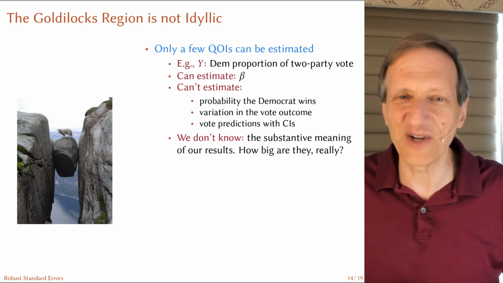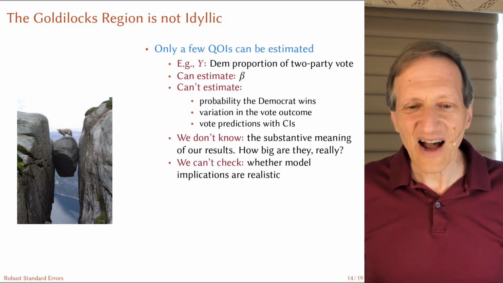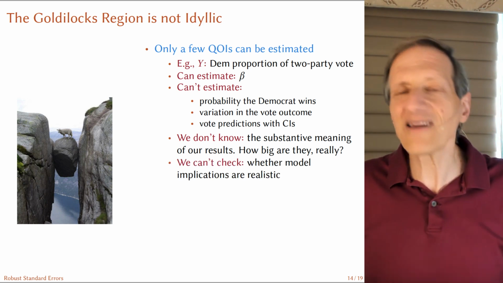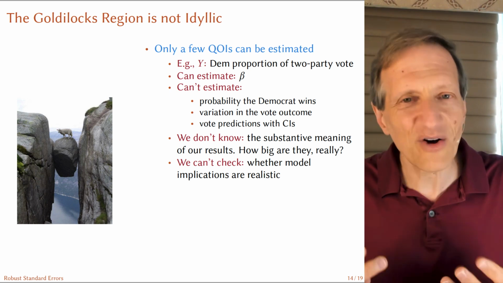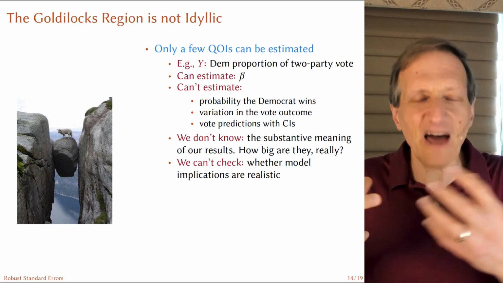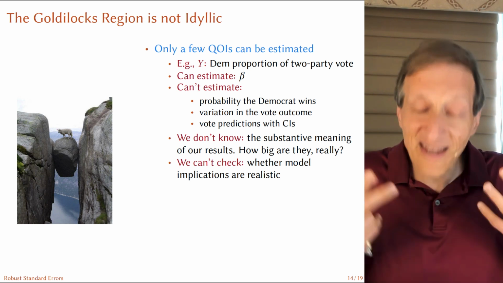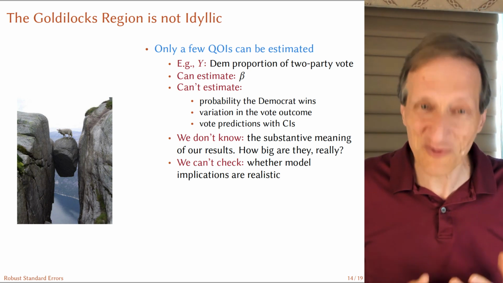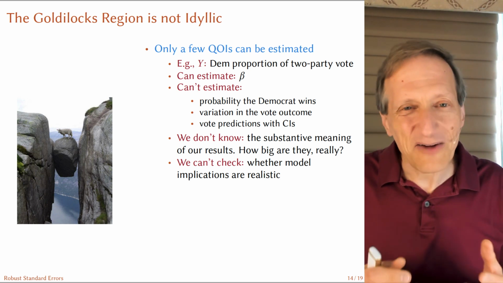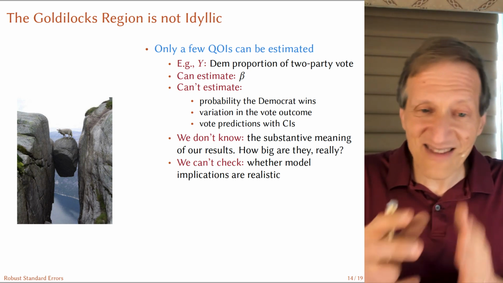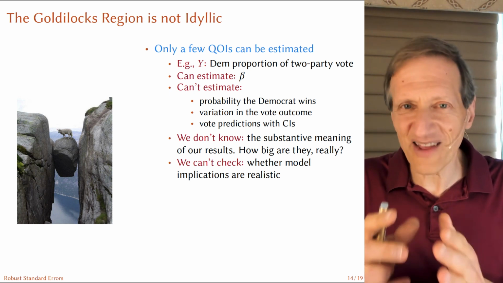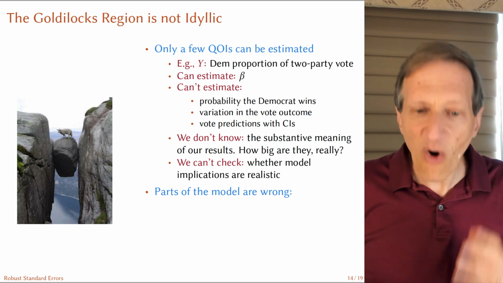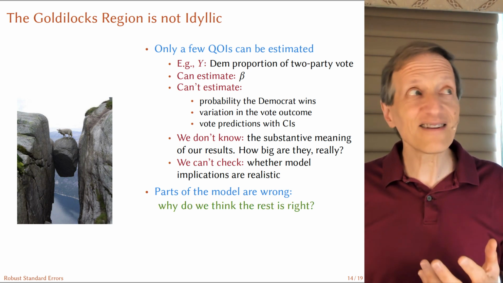How big are they really? You really need to know these things. We can't check whether the model implications are realistic because there are a lot of observable implications of the model that indicate the model is wrong, right? And so if you're going to use robust standard errors in that region, you've got to really know that that's the thing that you care about. Parts of the model are wrong.